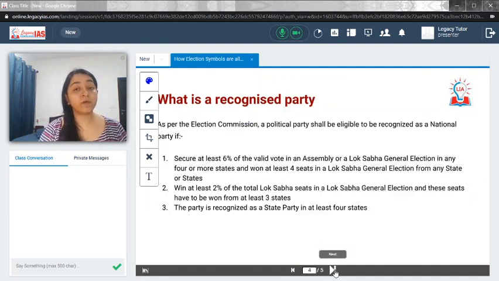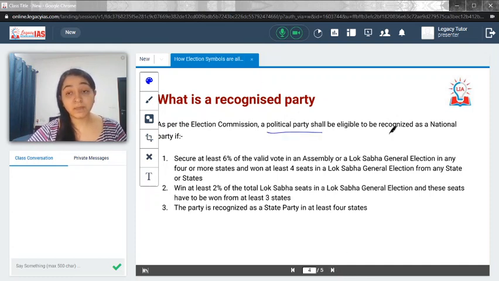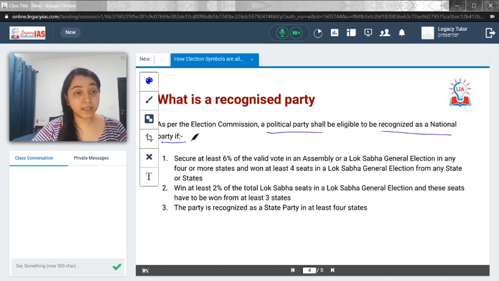Now let's move forward. We have discussed recognized and unrecognized parties. What is basically a recognized and unrecognized party? As per the Election Commission, a political party shall be eligible to be recognized as a national party. There are a few conditions after which it could be considered a recognized national party.